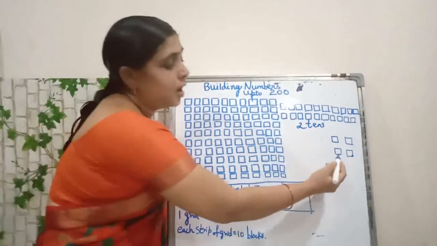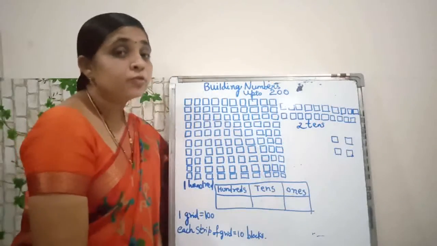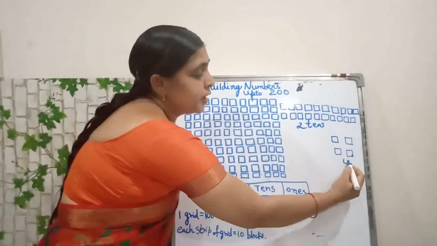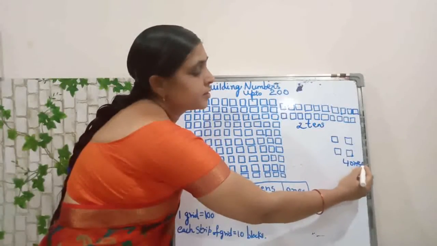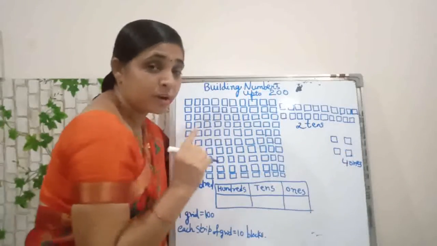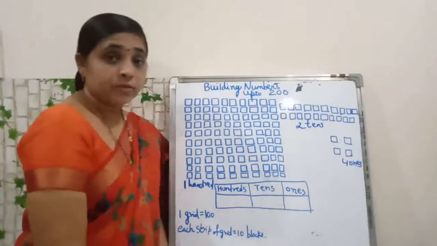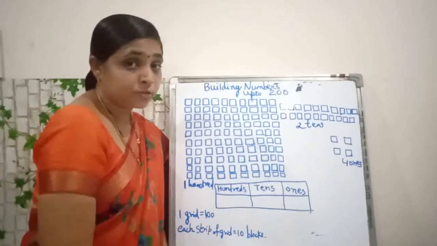Here, how many are there? 1, 2, 3, 4. How many blocks are there? 4. So, you have to write here 4 ones. How many ones are there? 4 ones. So, you have to write 4 ones. Up till now, you understood.